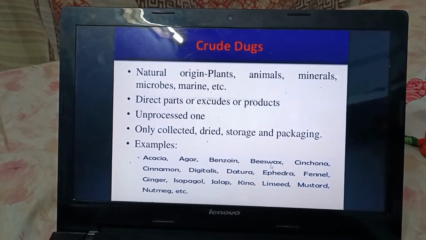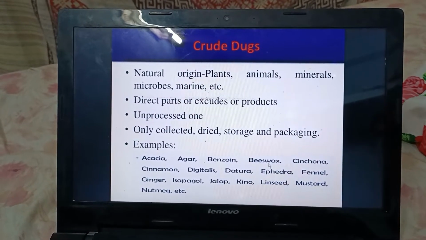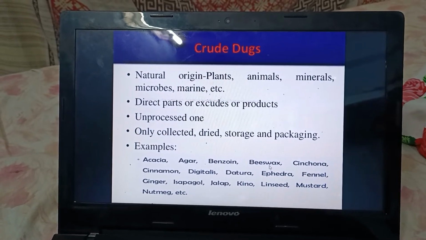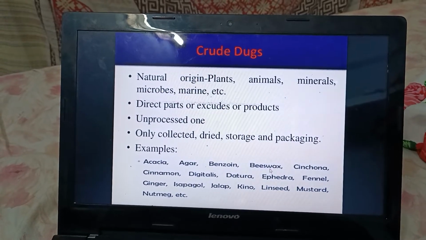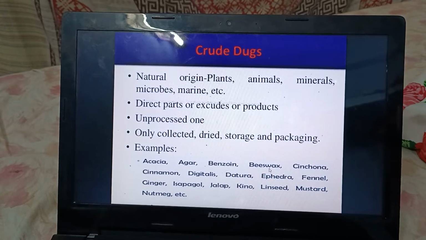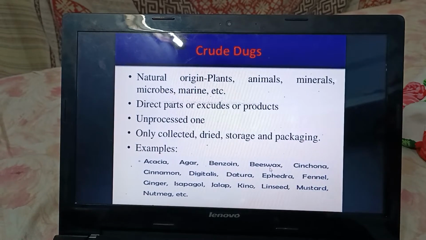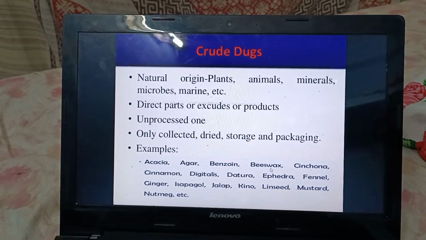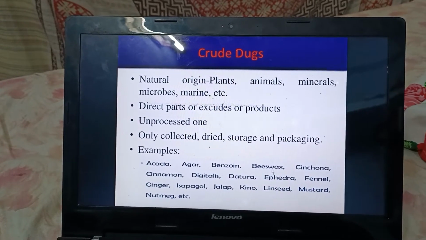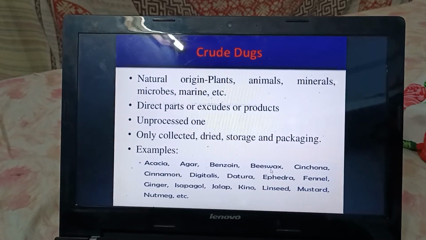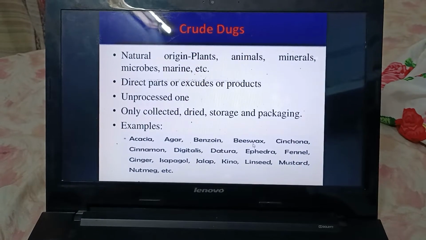Drugs which are obtained from natural origin, which is nothing but our plants, animals, minerals, microbes and marine environment, and direct parts, exudates or products. So these are all the crude drugs, the unprocessed ones. Crude drugs are unprocessed, and are only collected, dried, stored and packaged. So these many methods are included in making crude drugs. Okay. What are the examples of crude drugs? Here it is: acacia, agar, benzoin, beeswax.